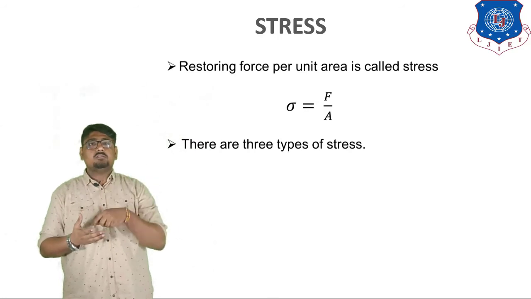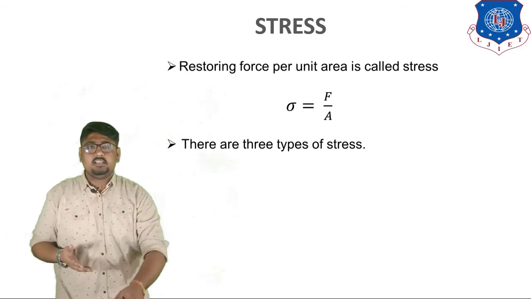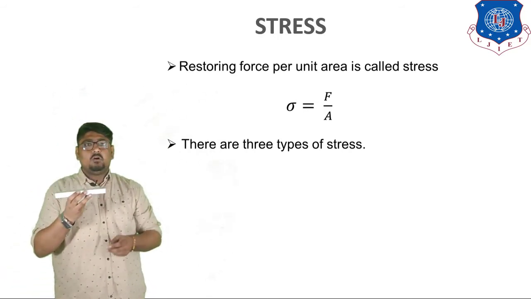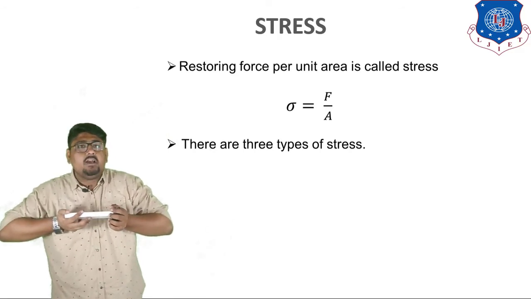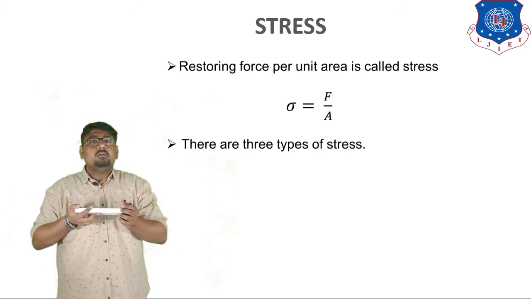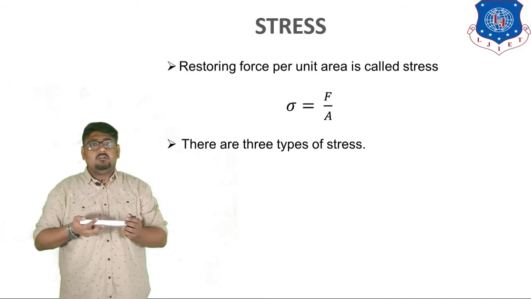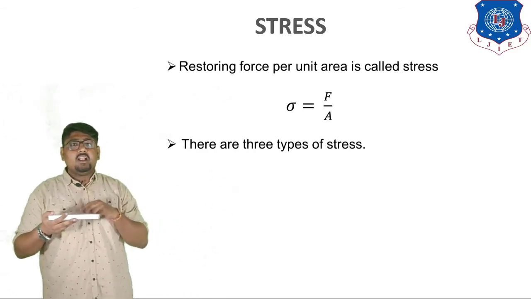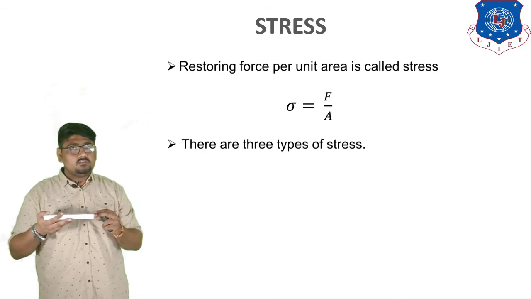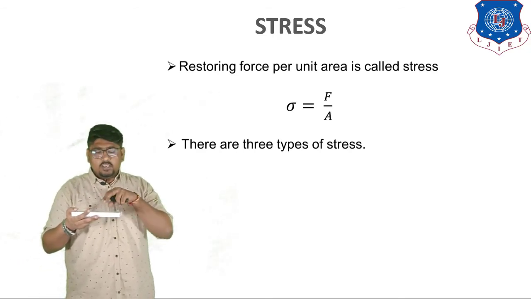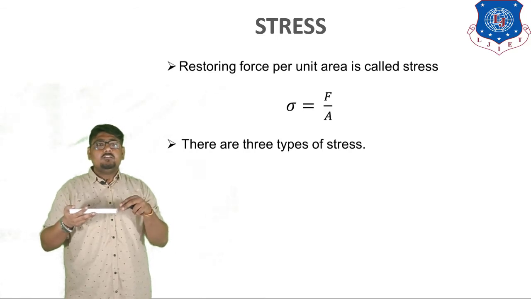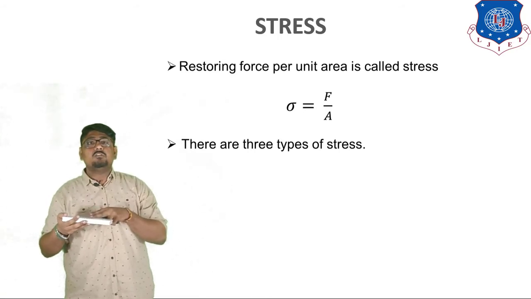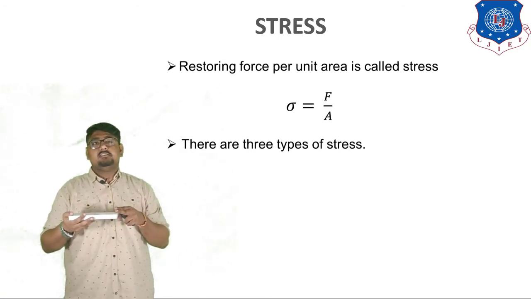Whenever an external force is applied on a body, let us take the example again. Consider this to be a compressible body. I apply a pressure on it, I apply a load on it. That force per unit area will be equal to the pressure. But according to the law of inertia, this body will resist the applied forces and will try to regain its original shape. So internally some forces are generated which try to restore the original shape of the body, and that restoring force per unit area is known as stress.